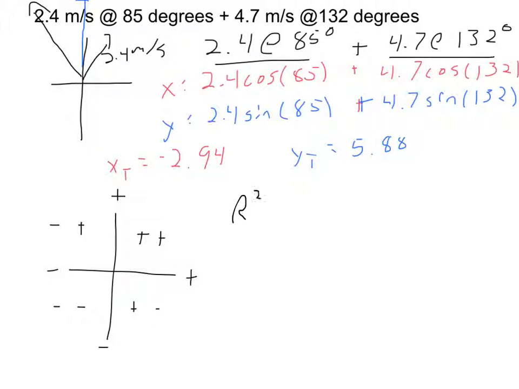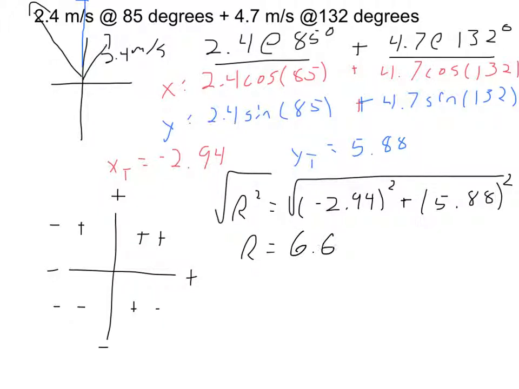R squared, using the Pythagorean Theorem, is going to equal negative 2.94 squared. Notice I put the parentheses around the negative 2.94 in the square. Be careful with that. Make sure your calculator's square of a negative comes out to be a positive. Otherwise you're going to end up with the square root of a negative number, possibly not in this problem, but it would mess everything up. So you plug everything into your calculator, take the square root of both sides, and you come out with 6.6 with sig figs, and that's meters per second.